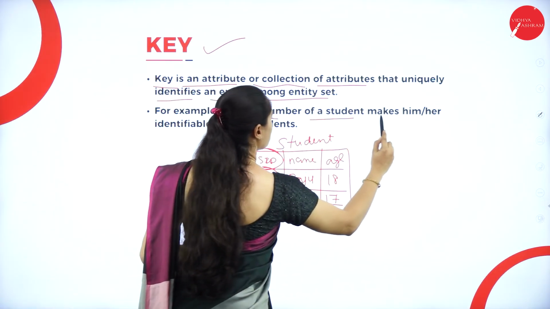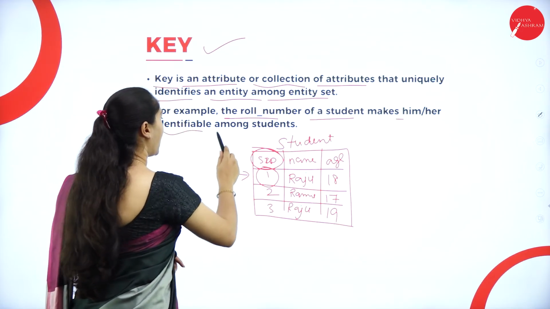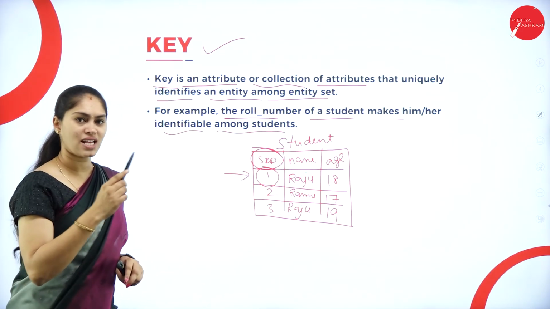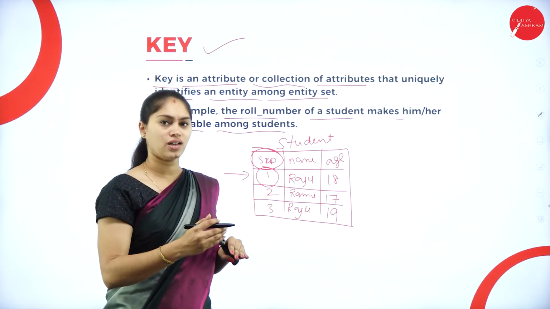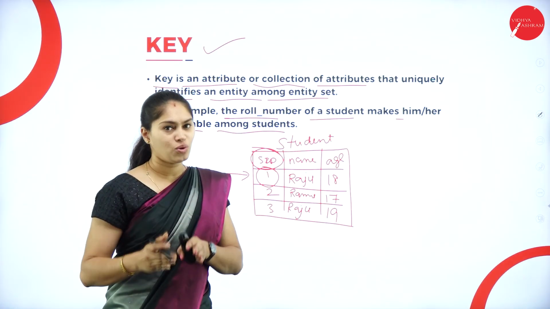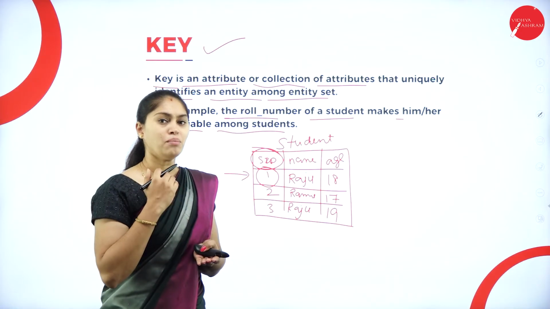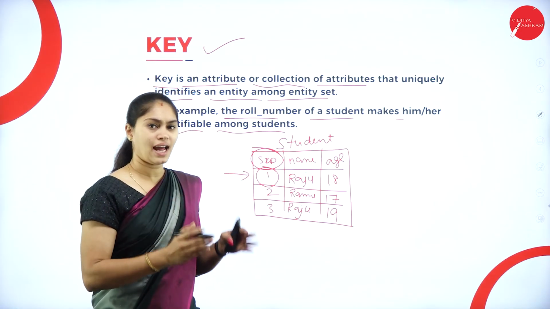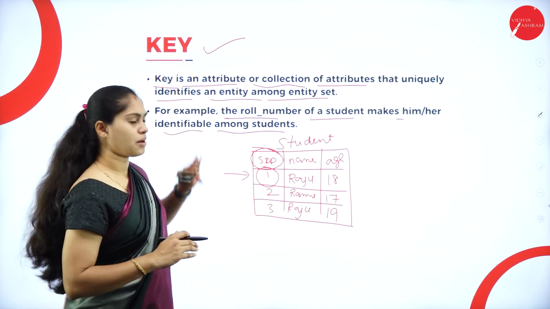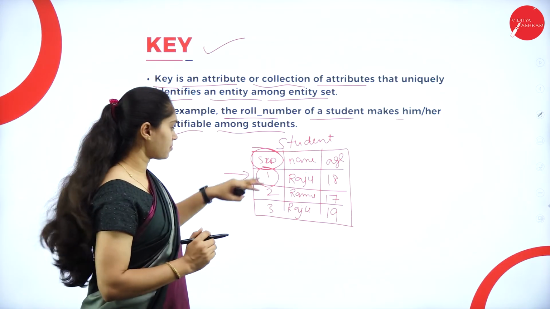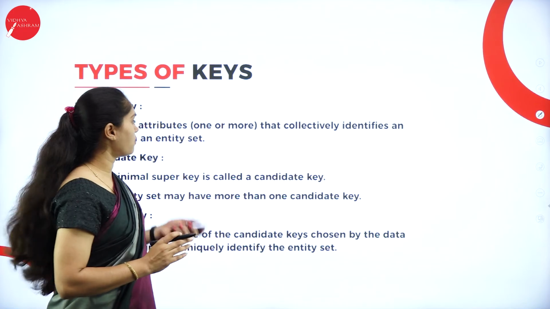You can take this example: the roll number of a student makes him or her identifiable among the students, because every student has their own unique ID. It differs from student to student. So with the help of that key, we can identify unique entities among the entity set. So this is the reason.